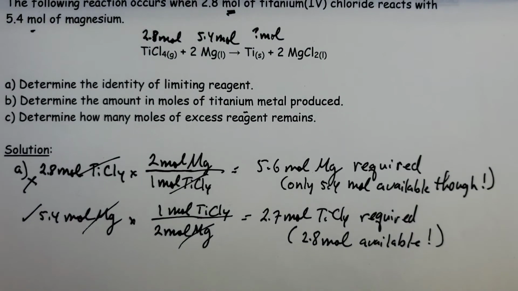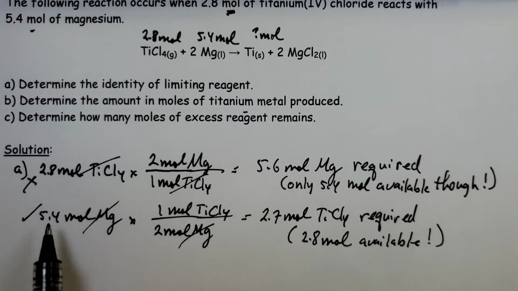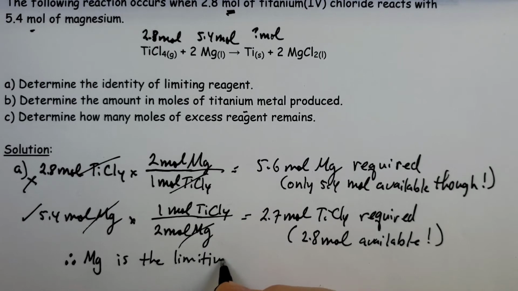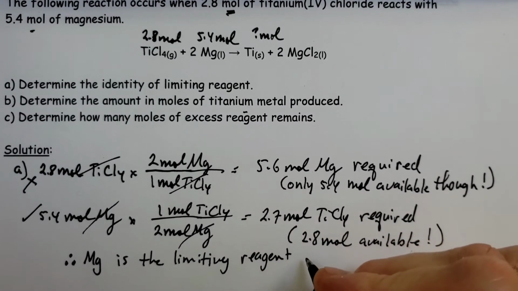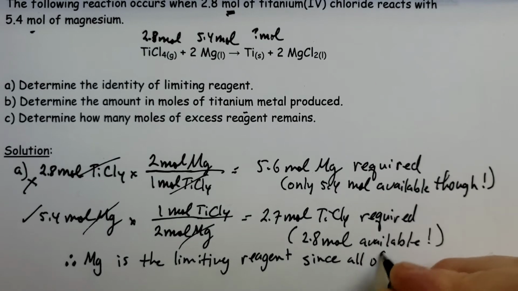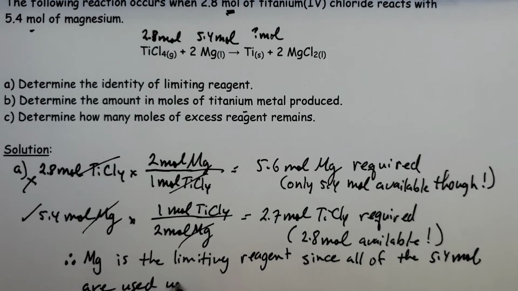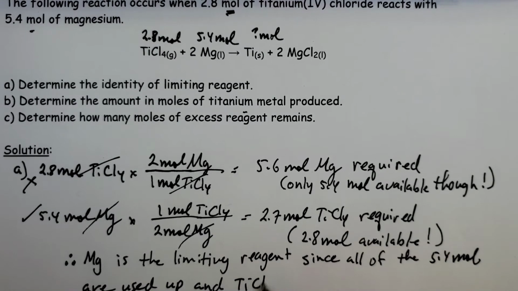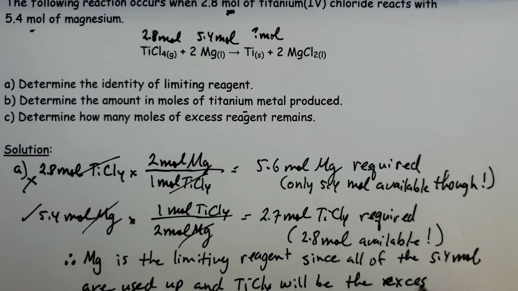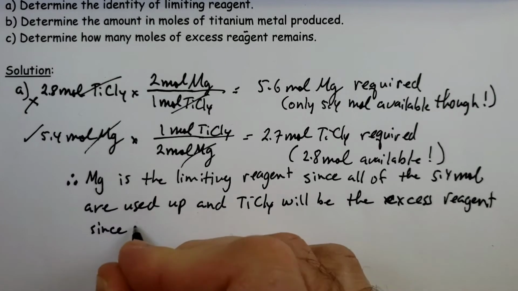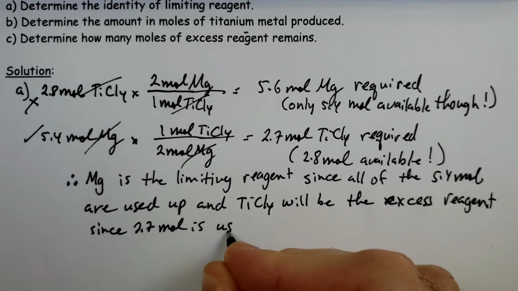Okay, so what that tells us is that if I try to use up all the 5.4, it does work. So therefore I can make a little statement. Therefore, magnesium is the limiting reagent, since all of the 5.4 moles are used up. And titanium tetrachloride, we say, will be the excess reagent, since only 2.7 moles is used up.